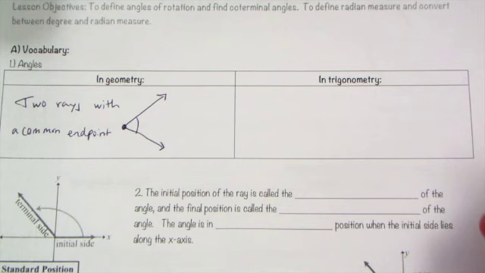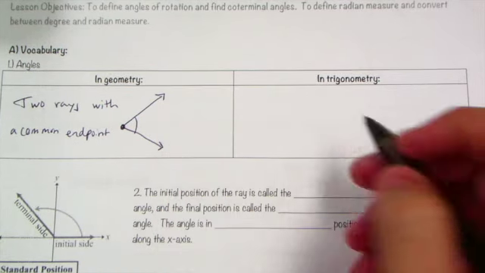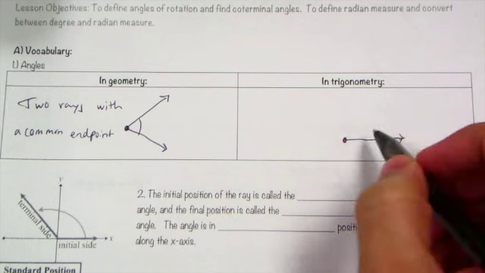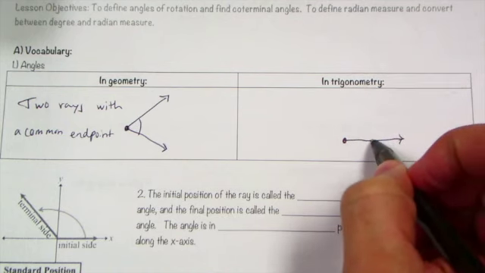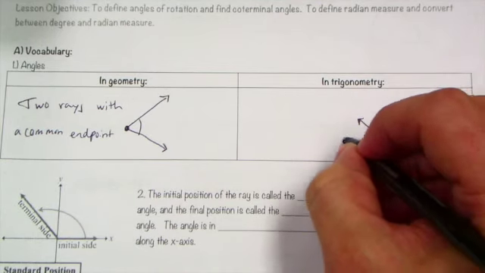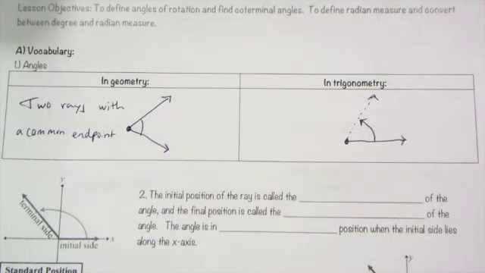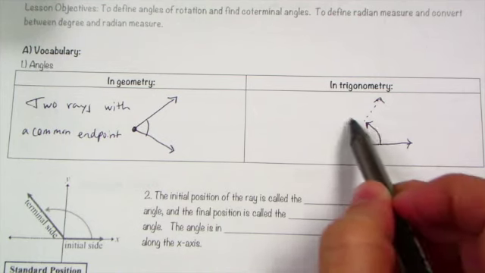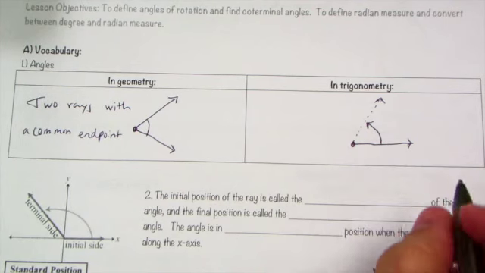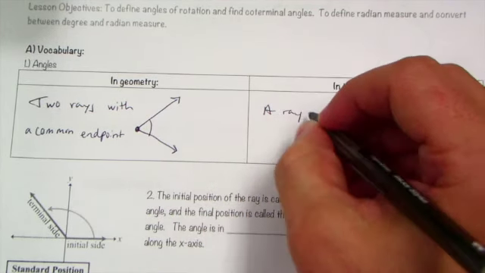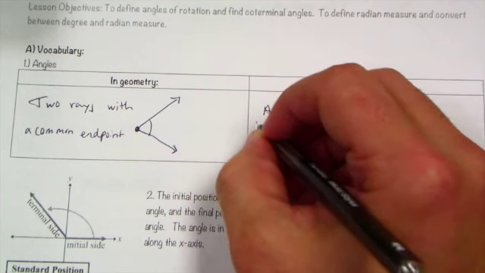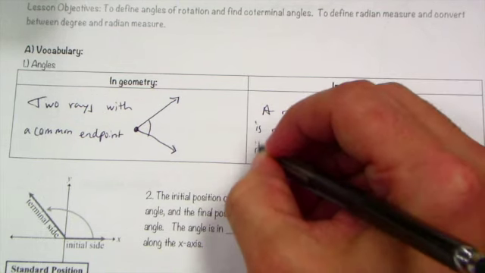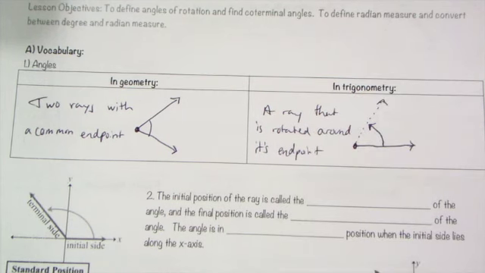Now here's why it's different in trigonometry. In trigonometry, we also deal with angles, but it's not the same kind of angles you had in geometry. In trig, you have one single ray, and what happens is the ray then gets rotated. So it's now up here. So you don't have two rays making an angle. You have a single ray that is rotated in a circle a certain amount of degrees. So a ray that is rotated around its endpoint. And that's how angles are a little bit different.